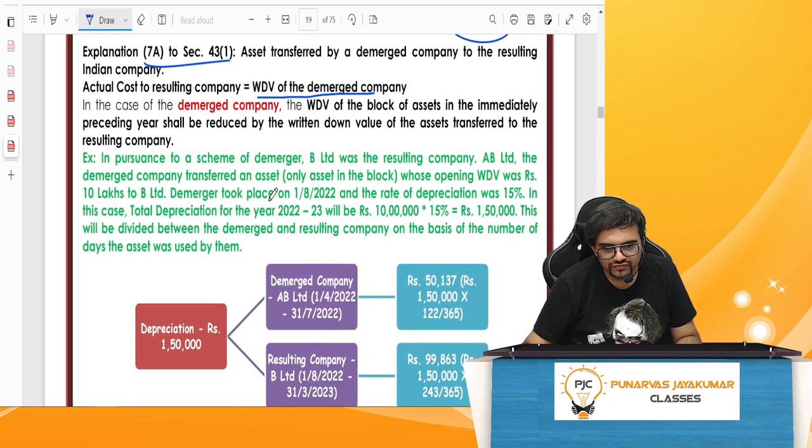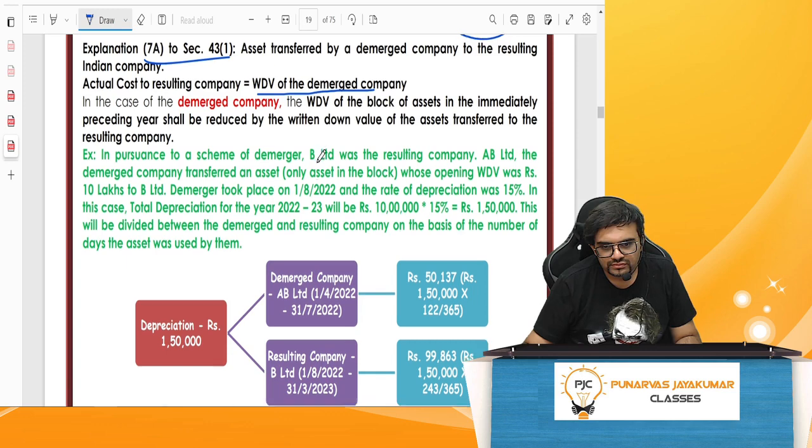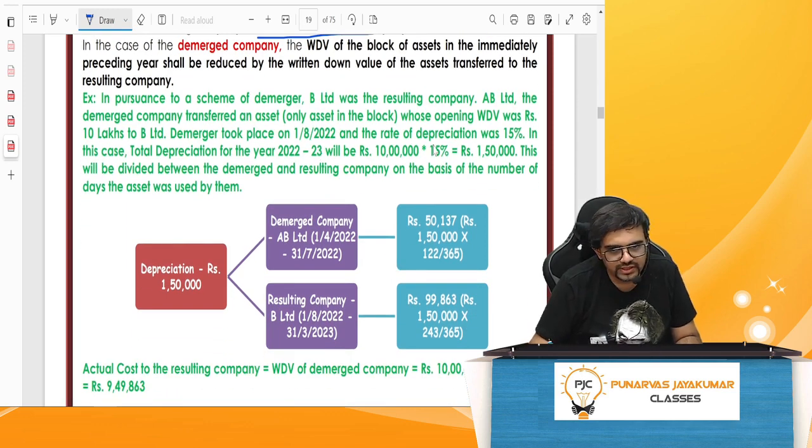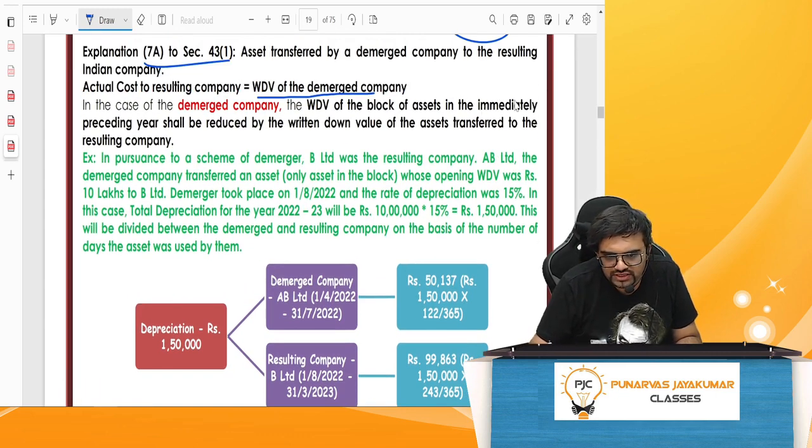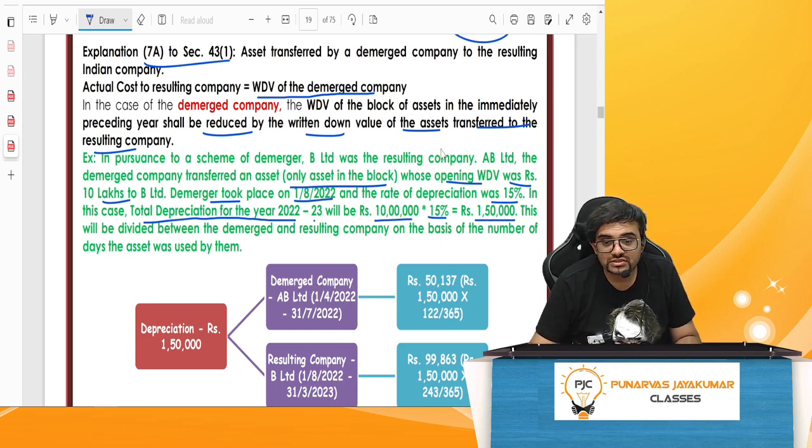So in pursuance of a scheme of demerger, B Limited was the resulting company. In the case of a demerged company, the WDV of the block of assets in the immediately preceding year shall be reduced by the written down value of the assets transferred to the resulting company. AB, the demerged company, transferred an asset, the only asset in the block, whose opening WDV was 10 lakhs. Demerger took place on 1/8/2022 and the rate of depreciation is 15%. Total depreciation for the entire year will be 10 lakhs into 15%, 1,50,000. Now this has to be distributed between the two companies in the ratio of the days.